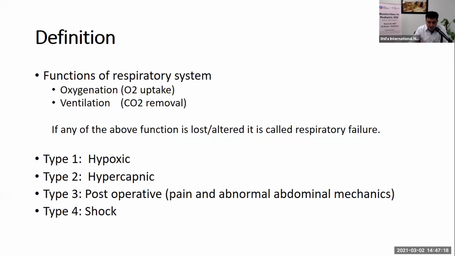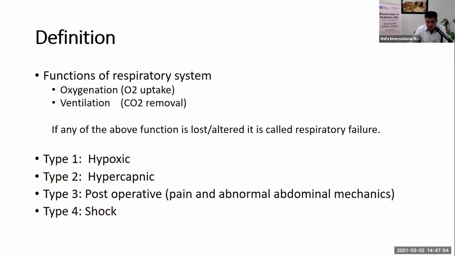Conventionally, it is divided into two types, type 1 and type 2. Type 1 is the hypoxic type, where the oxygen concentration is low in the blood. And type 2 is the hypercapnic type. But some of the references also give another two types. Type 3 usually happens in post-operative patients, due to pain and abnormal abdominal wall or abdominal musculature mechanics. And type 4 is due to shock.